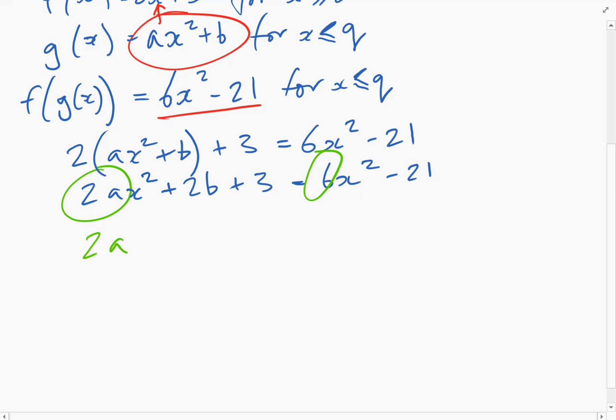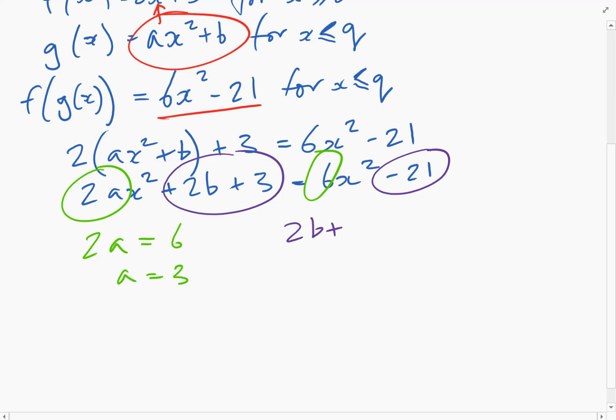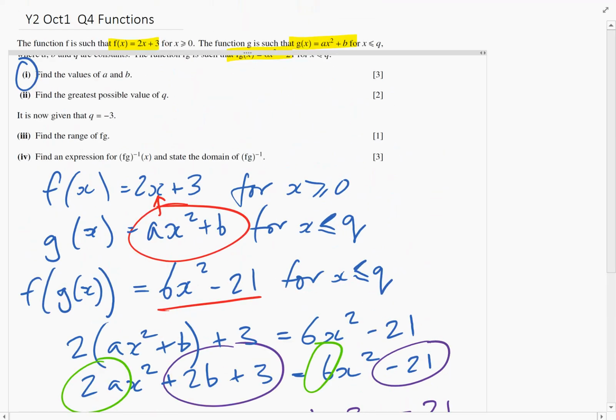So we know that 2a must equal 6. In other words, a equals 3. And we also know that the constants must match, must be equal. So 2b plus 3 must equal minus 21. And therefore we get b is minus 12. So that's the answer to part 1.